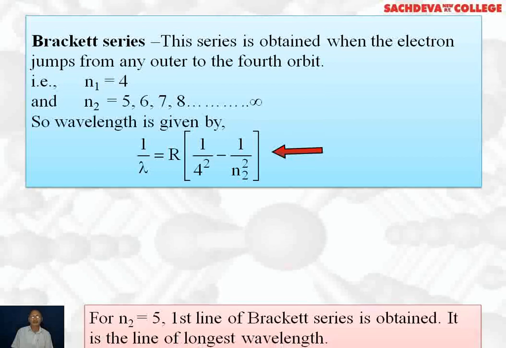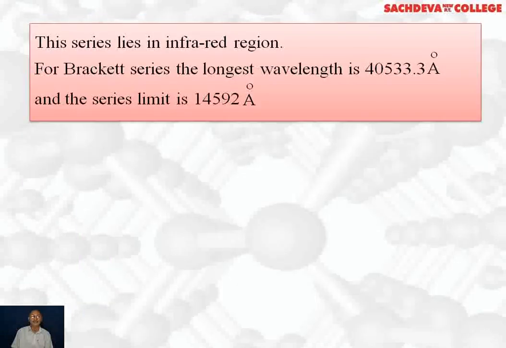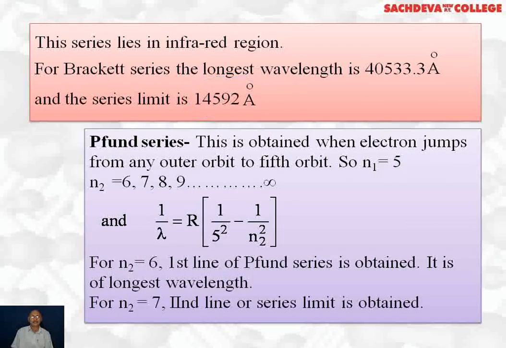1 over n2 square. For n2 is equal to 5, first line of Brackett series is obtained. It is line of longest wavelength and lowest energy. For n2 is equal to 6, second line of Brackett series is obtained. Similarly, for n2 is equal to infinity, last line of Brackett series is obtained. It is line of shortest wavelength and highest energy. It is also called series limit of this series. This series lies in infrared region. For Brackett series, the longest wavelength is 40,533.3 Angstrom and series limit is 14,592 Angstrom.